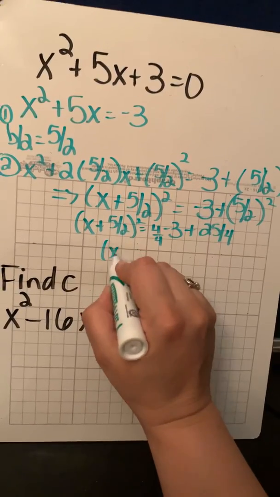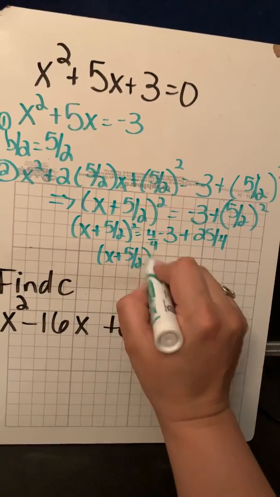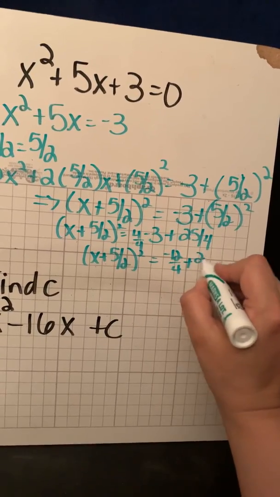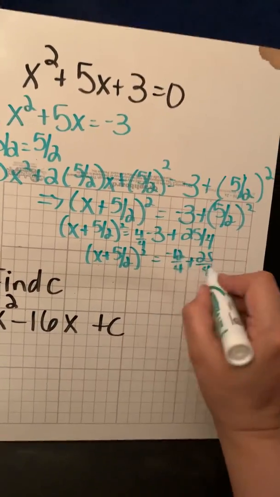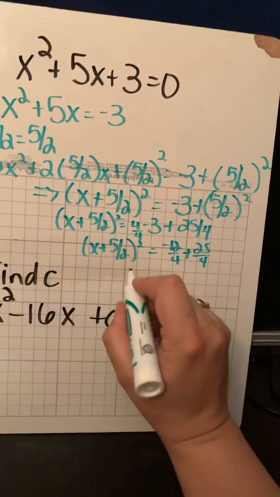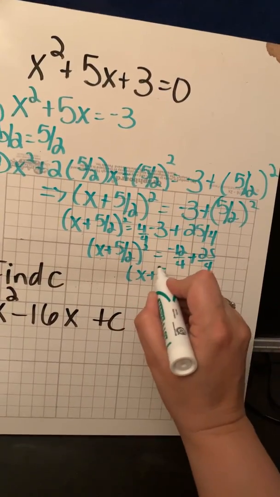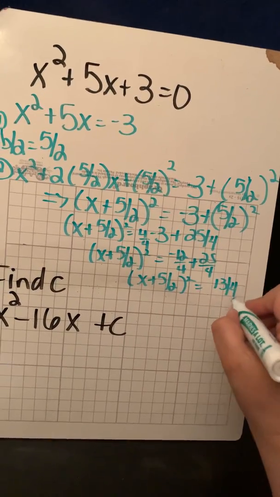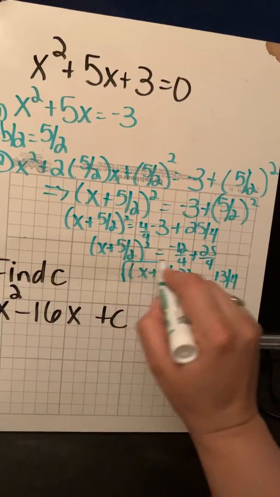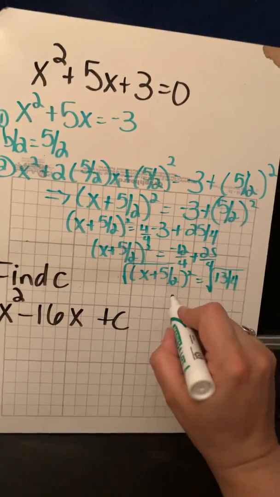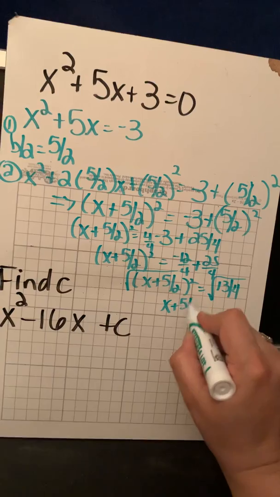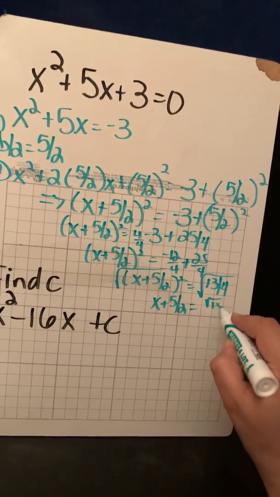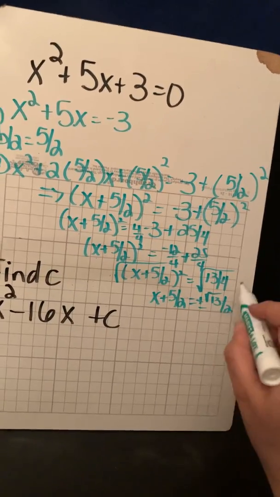So I've got (x + 5/2)² = −12/4 + 25/4. What's negative 12 plus 25? 13. So I've got (x + 5/2)² = 13/4. From here, we're taking the square root. So now I've got x + 5/2, because that clears that square, equals ±√13/2. Here's what I did.